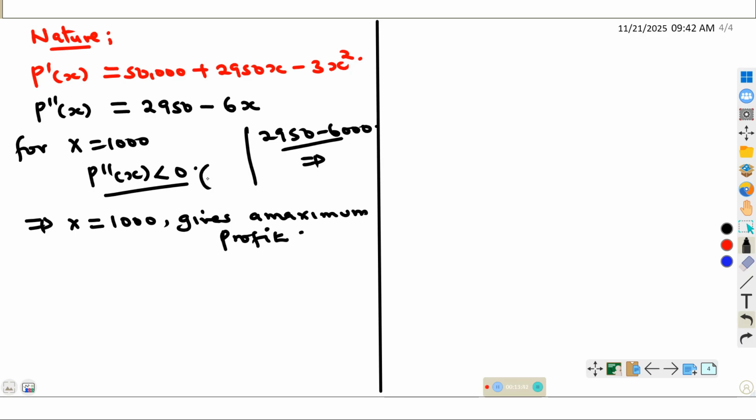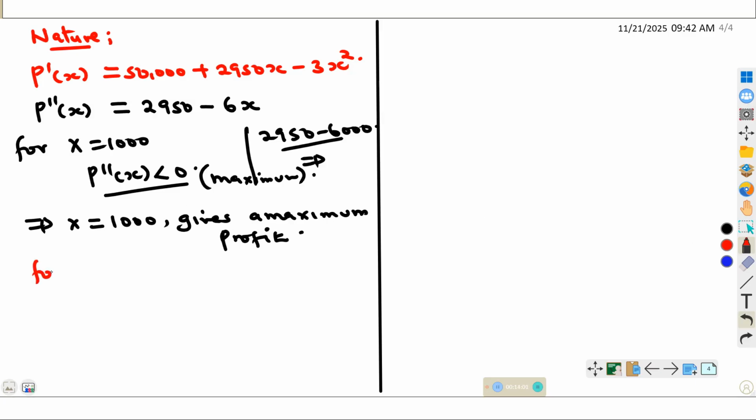This is because when the second derivative is less than 0, or is negative, it means that will give us a maximum point. So for that case, x equal to 1,000 gives a maximum profit.